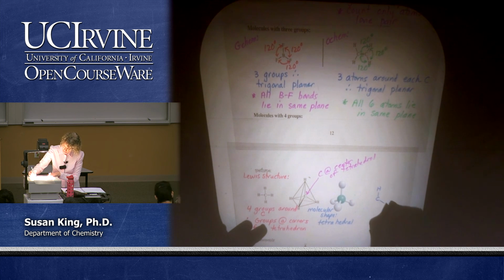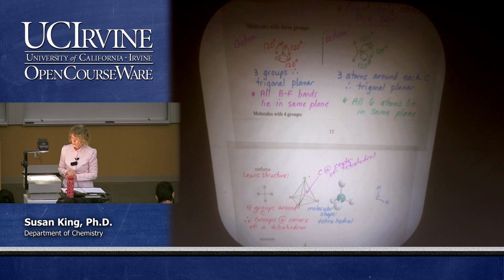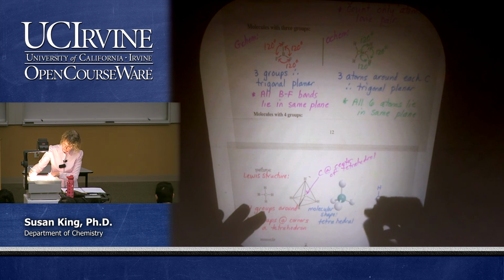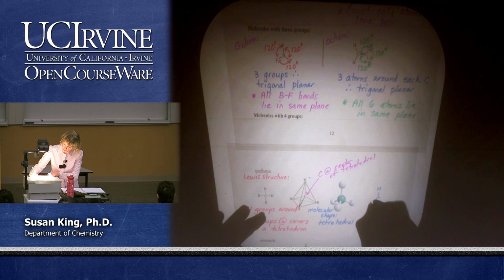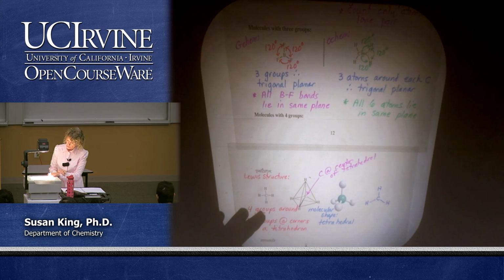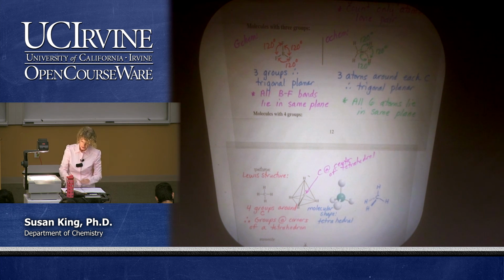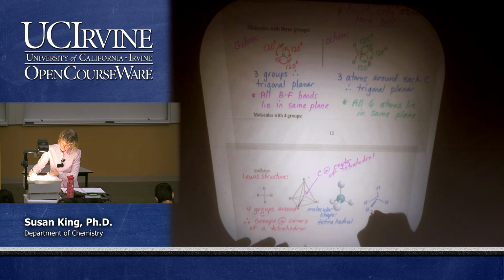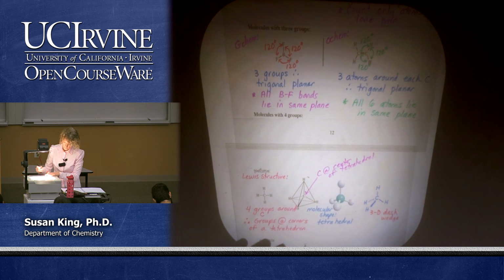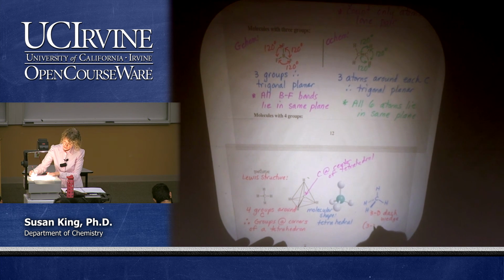So if we want to draw this using our limitations of drawing here, we would draw this hydrogen and this hydrogen here in the plane. And this hydrogen here is going back into the back of the plane of the paper, and this hydrogen here is coming forward. So that's how we would draw that, 3D dash wedge. So we have a three-dimensional orientation in space.